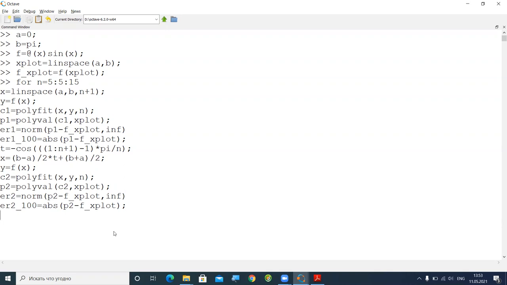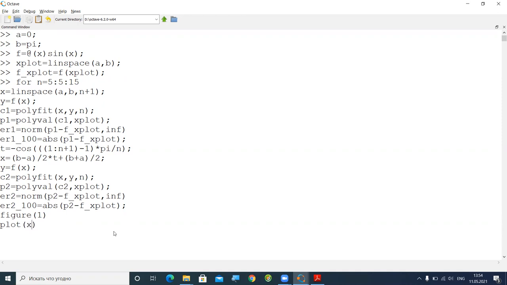We have two graphs. In the first graph, we have the graph of the interpolating polynomial for equal spacing nodes, then the graph of the interpolating polynomial for Chebyshev Lobatto nodes, and then the graph of the function and the nodes. Okay, just do it like this: figure one. This is the first figure. In this figure, we will plot the graph.